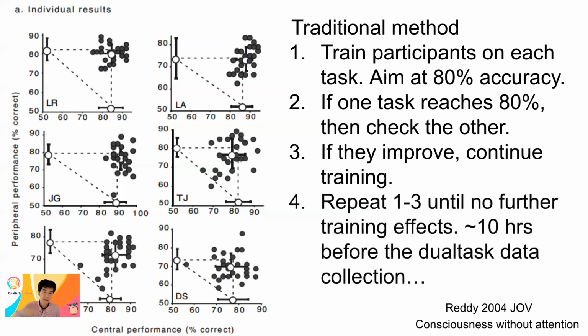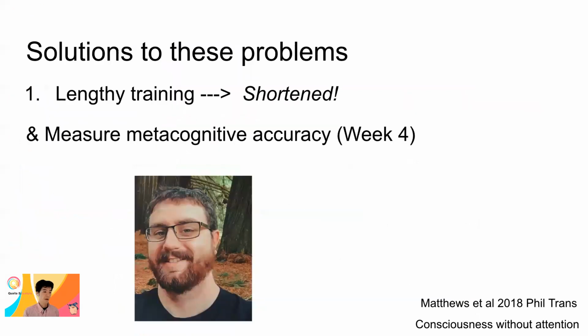And in the end, this kind of training procedure requires at least 10 hours or so before the dual task data itself can start. And that limits a lot of conclusions about this dual task experiment. So what my previous PhD student, Julian Matthews, did was the following. Let's just shorten this training procedure. And also in addition, we measure the metacognitive accuracy, which I'm going to talk about in the next video.